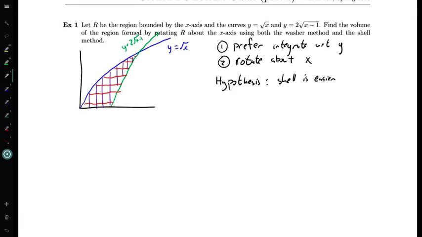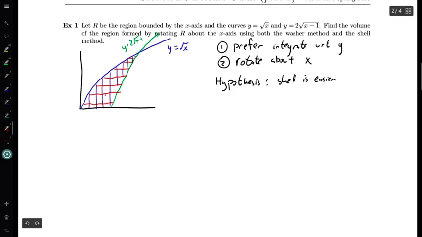In order to set up the shell method, we're thinking about taking these horizontal red lines and rotating them about the x-axis to form shells. We're integrating from the lower bound on y. The smallest y value here is 0. We already did the computation to find that this intersection point occurs with the y value 2 over root 3 and the x value 4/3. So we're integrating from the lower bound on y, 0, to the upper bound on y, which is that 2 over root 3 number.